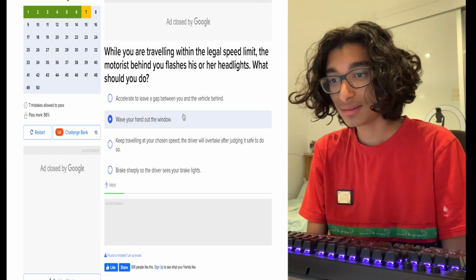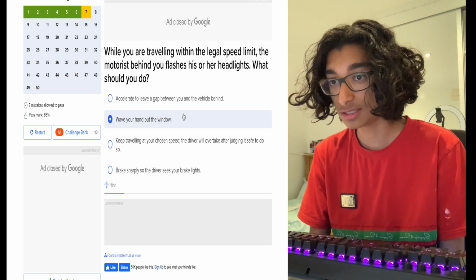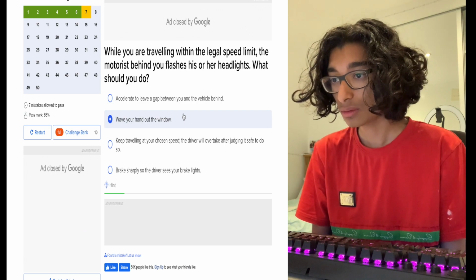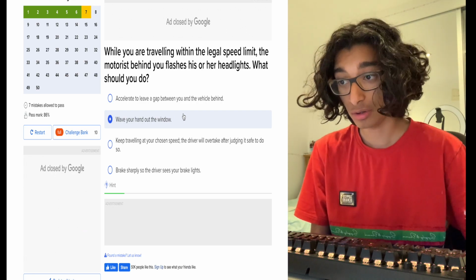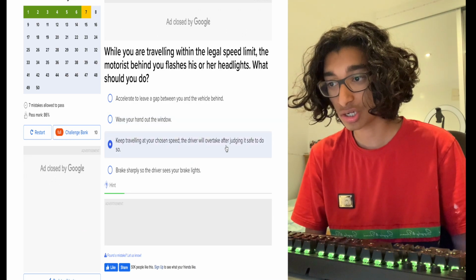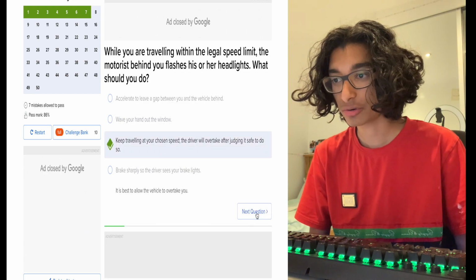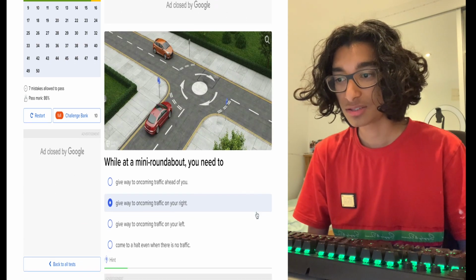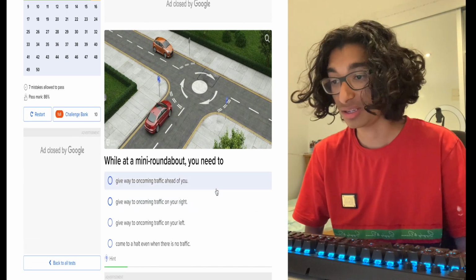While you are travelling within the legal speed limit, the motorist behind you flashes his or her headlights. What should you do? Accelerate? No, you shouldn't accelerate. Wave your hand out of the window? No. Keep travelling at your chosen speed. The driver will overtake after judging it safe to do so. Brake sharply? No. So I think it has to be 3. Common sense. Again, I haven't done these questions before, but I think so.